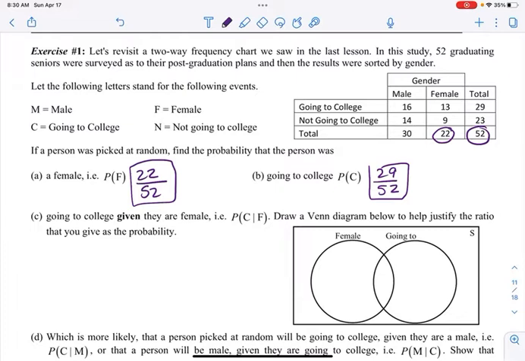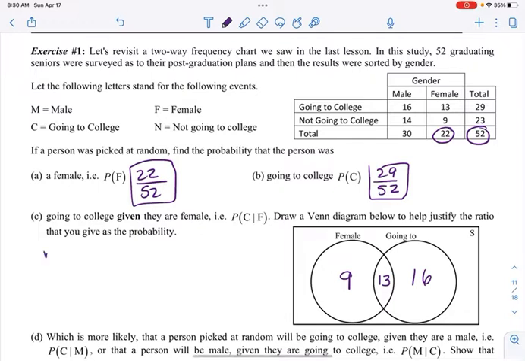All right, so I basically have 22 female, and out of those 22, 9 are not going to college and 13 are going to college. Okay, and so I'm putting the 13 in the overlap because the second circle is going to college. Now the total number of people going to college is 29, so 13 of those 29 are female, the other 16 are male. So let's figure out going to college given they are female.